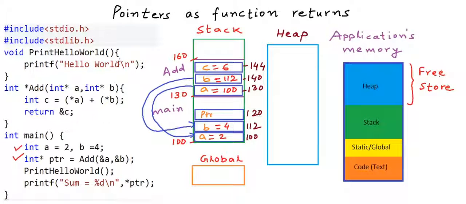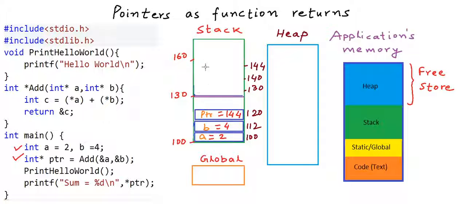Now this add function will return the address of its local variable c, which is 144, and finish its execution. So this PTR will be 144, and now the memory that is allocated to add function will be deallocated. Now this memory above address 130 can be used for other function calls, and even though this pointer variable PTR stores the address 144, it kind of points to this particular block. The data here is not guaranteed because this memory has been deallocated.